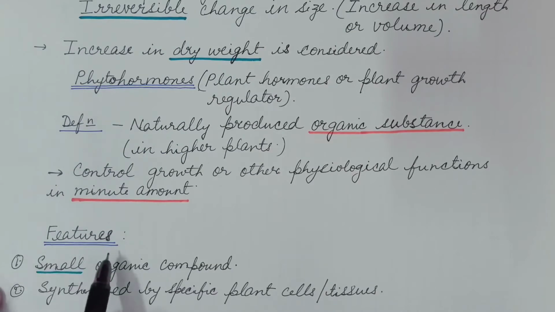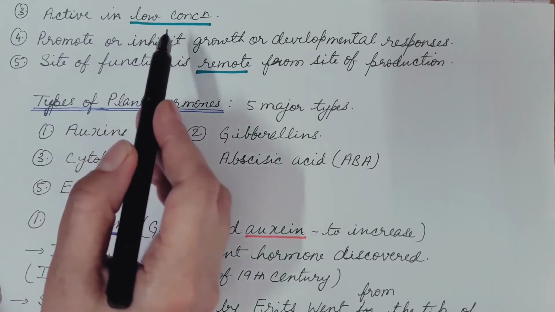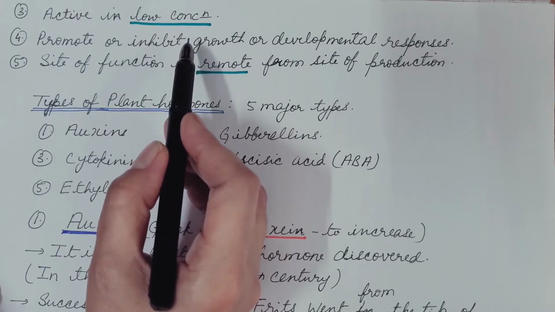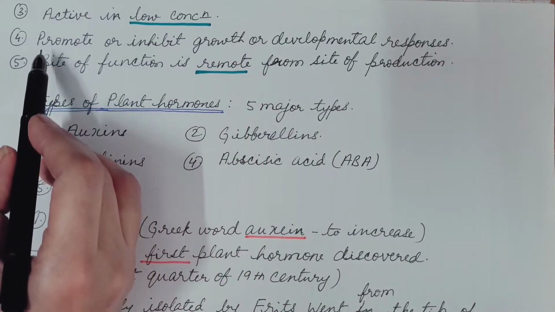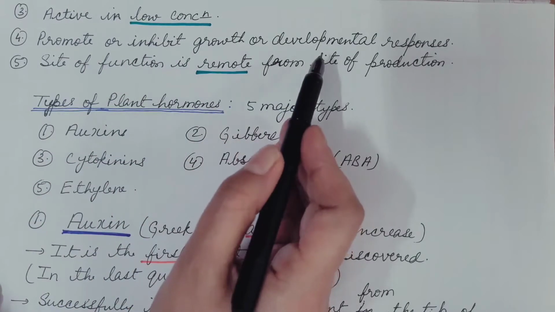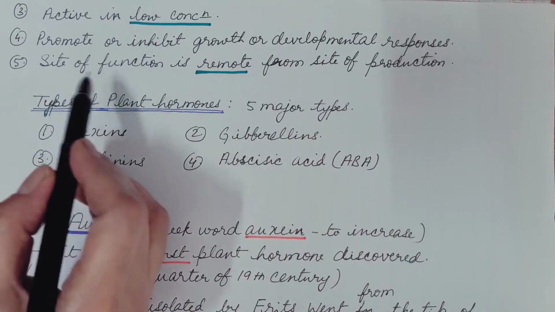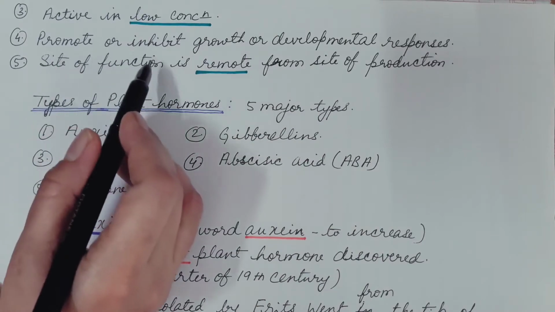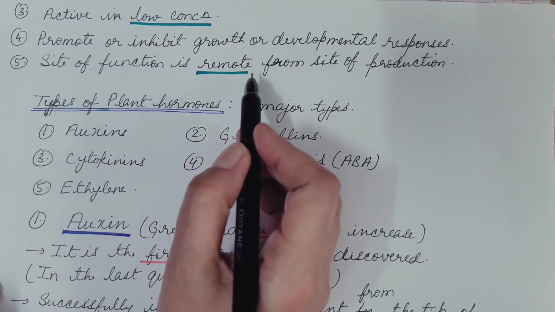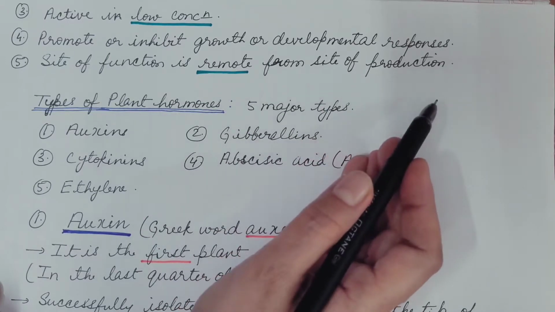Now let us see the features of phytohormones. These are small organic compounds. These are synthesized by specific plant cells or tissues. These are active in low concentration. It means only a small amount of phytohormones is required in order to control plant growth. They promote or inhibit growth or developmental responses. The site of function is remote from the site of production. That means the site where it shows the function is separate from the site where it is produced.